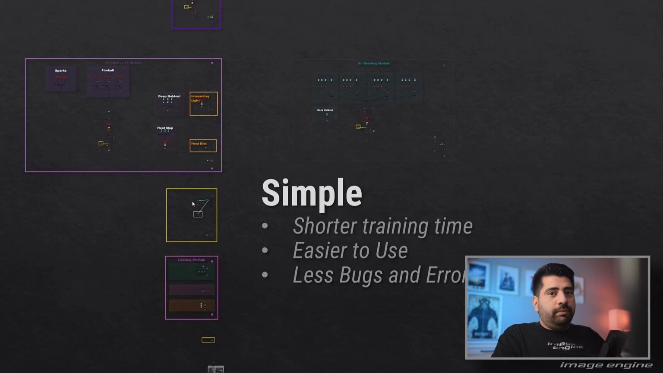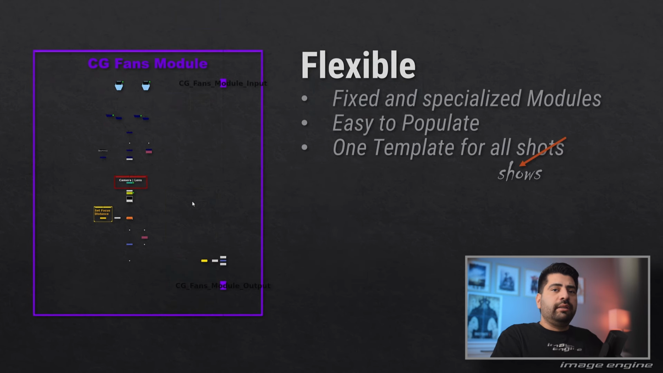That template should be simple, so it's easier for people to understand and follow. That means fewer questions and also less training time. It should also be flexible, because we don't want to start from scratch for each sequence or each shot. So we can easily copy paste one template to another shot and update the components we need based on the shot or sequence.